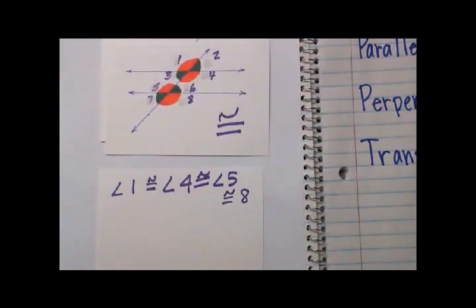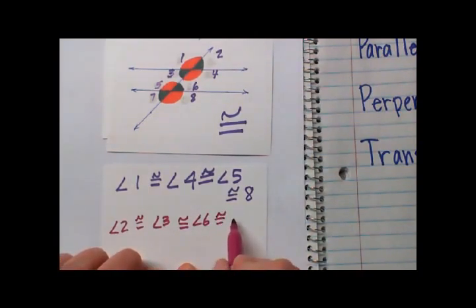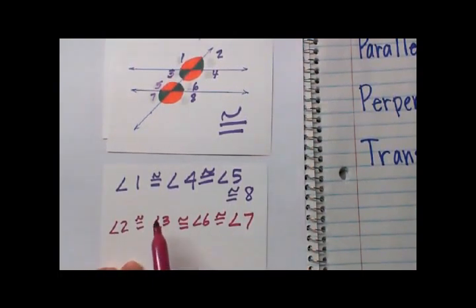You're probably thinking we have another set of congruent angles here, and we do. So we have angle 2 is congruent to angle 3, which is congruent to angle 6, which is also congruent to angle 7. By writing it like this, we're telling you that angle 2 is the same size as angle 3, and the same size as angle 6, and the same size as angle 7. They are all the same size. Angles 1, 4, 5, and 8 are also the same size. But when we talk about angles, we talk about them being congruent.